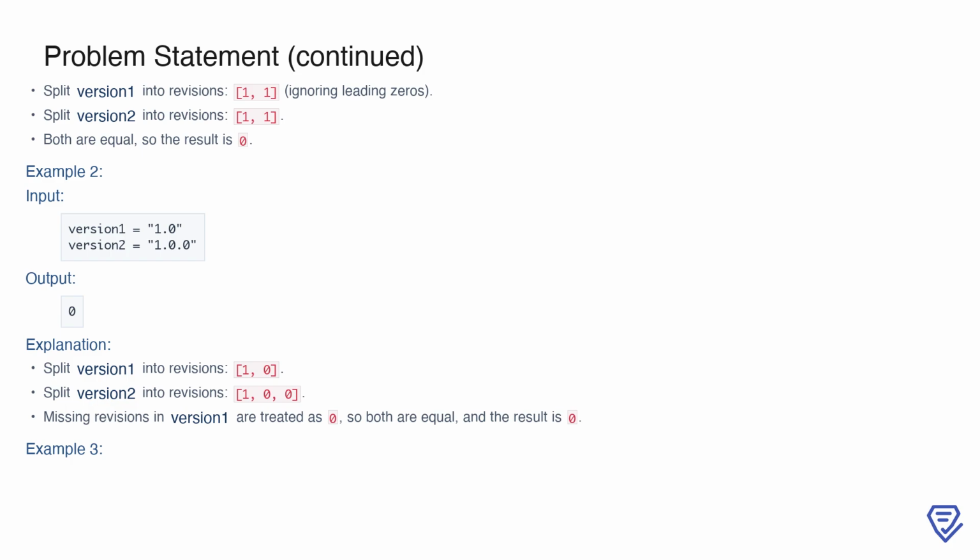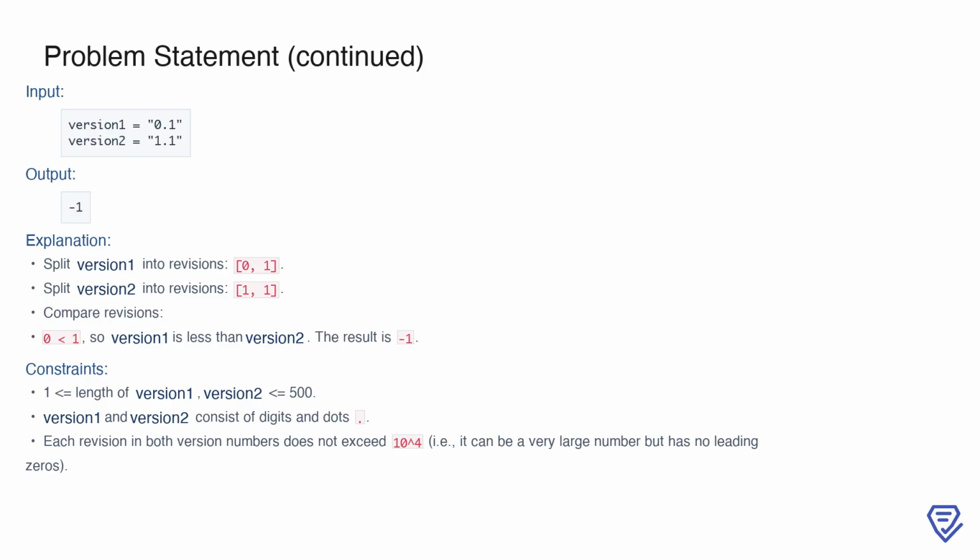Let's move on to a third example. In the third example, version 1 is 0.1 and version 2 is 1.1. The output for this case is -1, meaning version 1 is less than version 2. Let's break it down. Splitting version 1 gives us the revision list 0, 1, while splitting version 2 gives us 1, 1. When we compare these revisions, we start with the first elements. Here, 0 is less than 1, so we can already determine that version 1 is less than version 2, and the result is -1. There's no need to compare further revisions once we've found a difference.